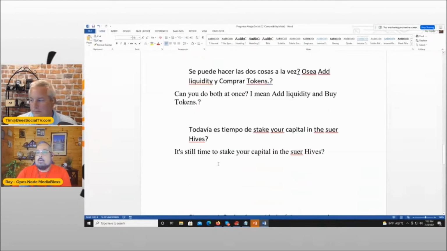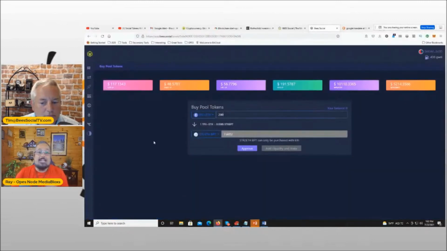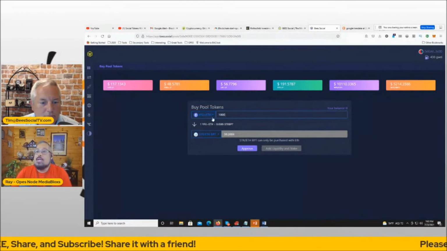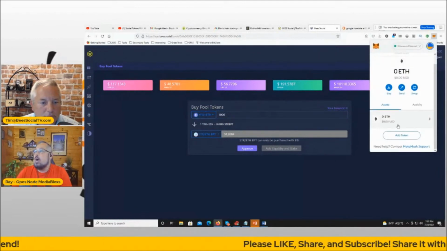Is it still time to stake your capital in the hives? Yes, you can still do it. It's still open, and all of the flash yield, the 30%, is still active. Anytime you stake in one of these pools, you'll get 30% flash yield from Wafu. So if you put in, let's say, 1,000, you would get 300 Wafu tokens automatically placed into your wallet.